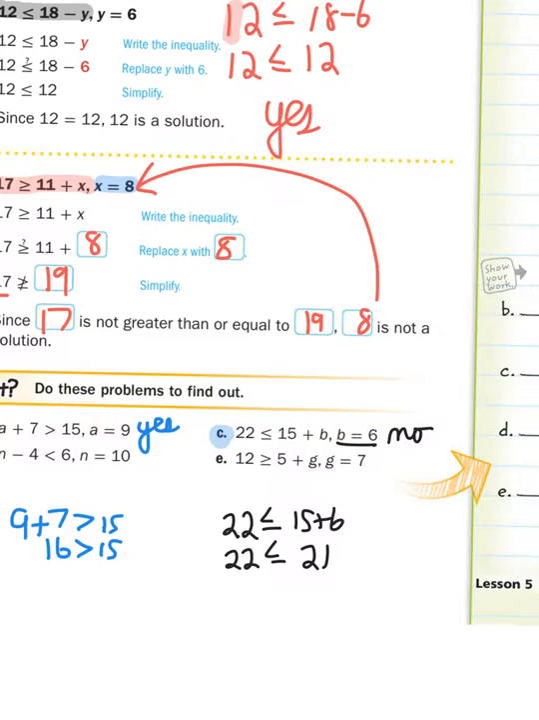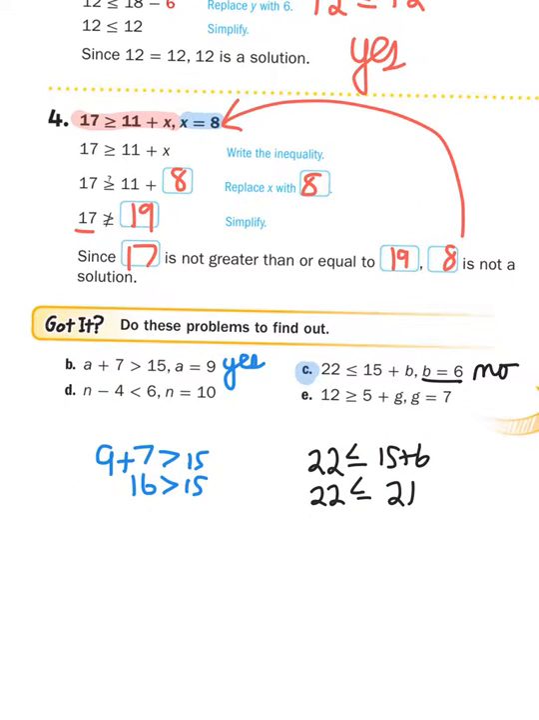All right, so here's your last job. Do D and E. So after you pause the video, do those two problems. Then restart it, and we'll see if you got them both right. Go.